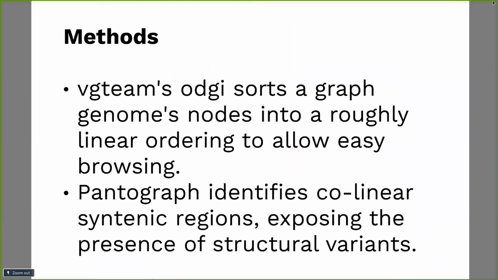Pantograph achieves scalability by implementing a multi-stage data analysis pipeline written in C++, Python, and JavaScript, and leveraging several technologies. The graph genome's nodes are sorted into a roughly linear order using VG team's ODGI tool. Graph sorting imposes a single linear coordinate system on the whole graph by determining an order to list its nodes. This is necessary to allow an easy browsability of the graph genome itself.